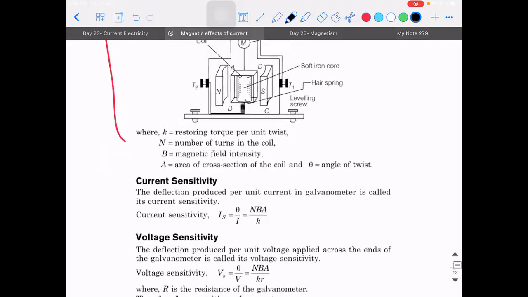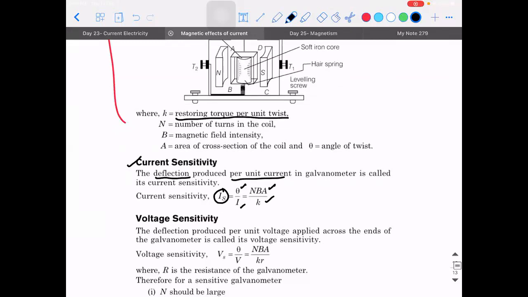So with respect to a moving coil galvanometer, what are all the parameters involved in it? One of the formulas that you're supposed to know is current sensitivity. What do we mean by current sensitivity? The amount of deflection that is produced when unit current is passed through the galvanometer. Current sensitivity is represented by the symbol IS. It is given by the expression theta divided by I, which is nothing but NBA divided by K, where N is the number of turns, B stands for magnetic field intensity, A stands for area of cross section, and K stands for the restoring torque per unit twist.